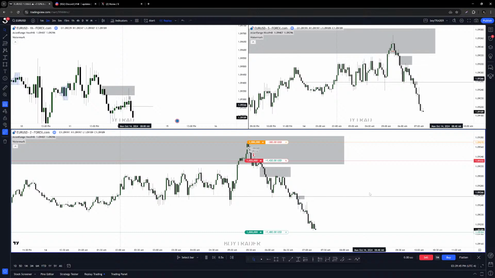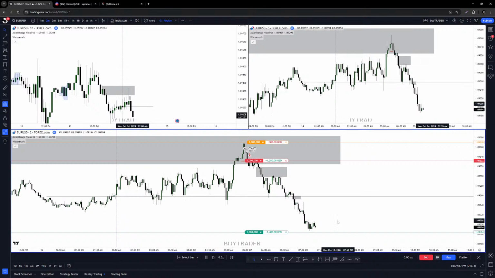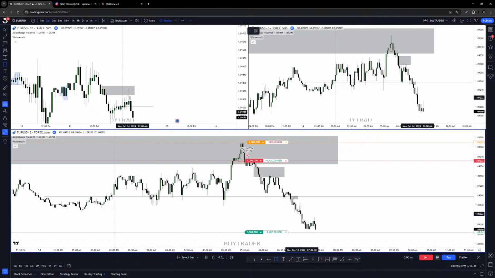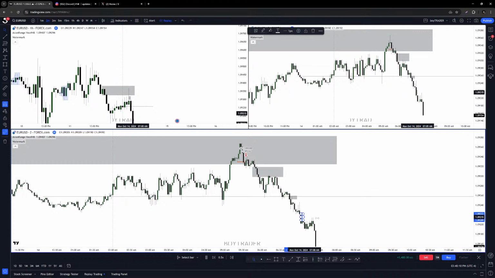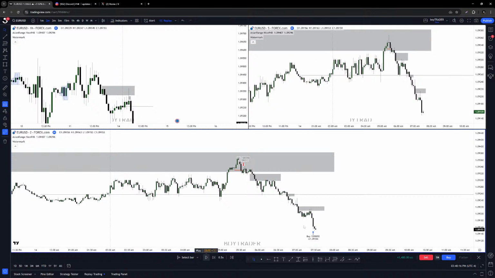Very close to it. If you are in this trade and it's very close to your take profit, will you be closing it, or do you just let it run? Perfect. So that's it. That's the trade.